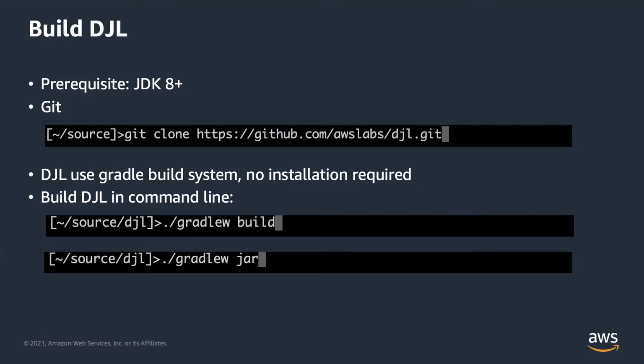DJL uses the Gradle build system. The reason we chose Gradle instead of Maven is because it's very easy to extend. We have many customized build logic, and using Maven would be very verbose. And Gradle has excellent incremental build support. Build time with Gradle is much shorter compared to Maven.